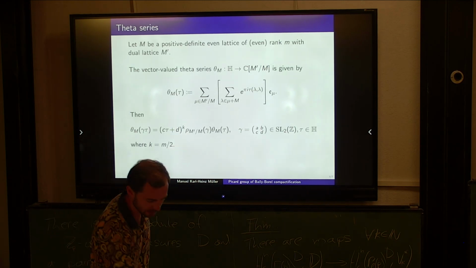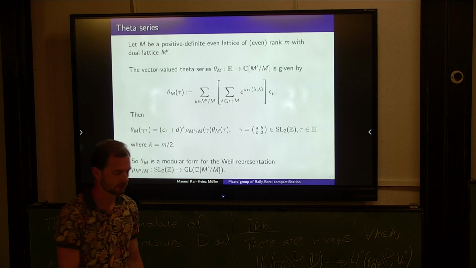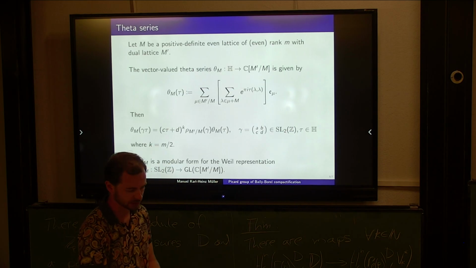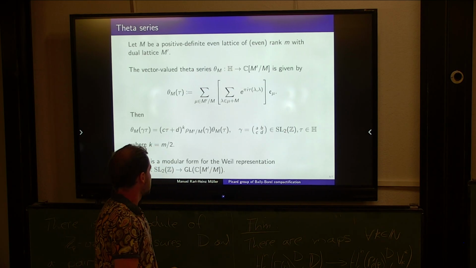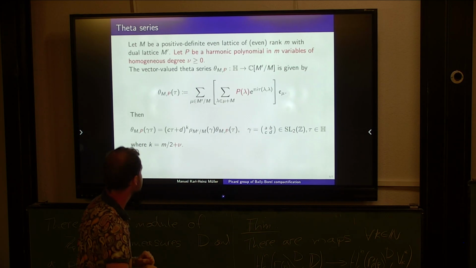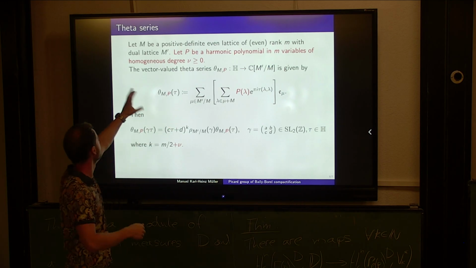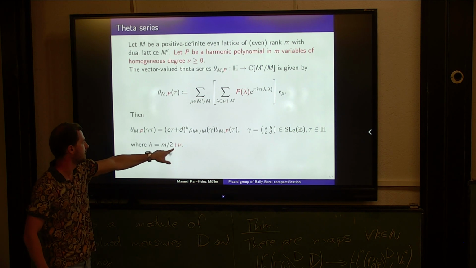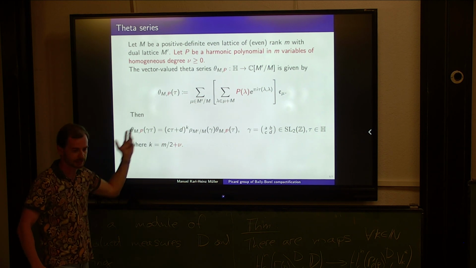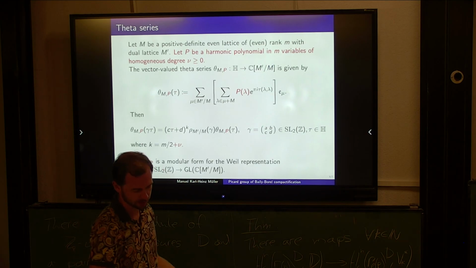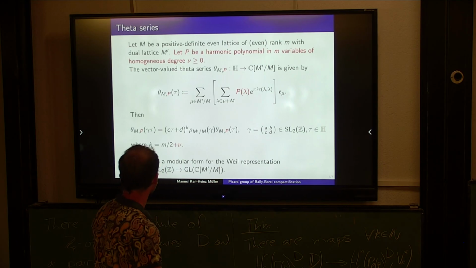In fact, this is exactly a modular form for the Weyl representation, a certain representation on this space. Now we can make things a little more interesting by adding polynomials as weights. We have a harmonic polynomial of homogeneous degree ν, and we add it here, and this increases the weight by exactly the degree of this polynomial. So it's still a modular form, of weight m/2 + ν in this case.